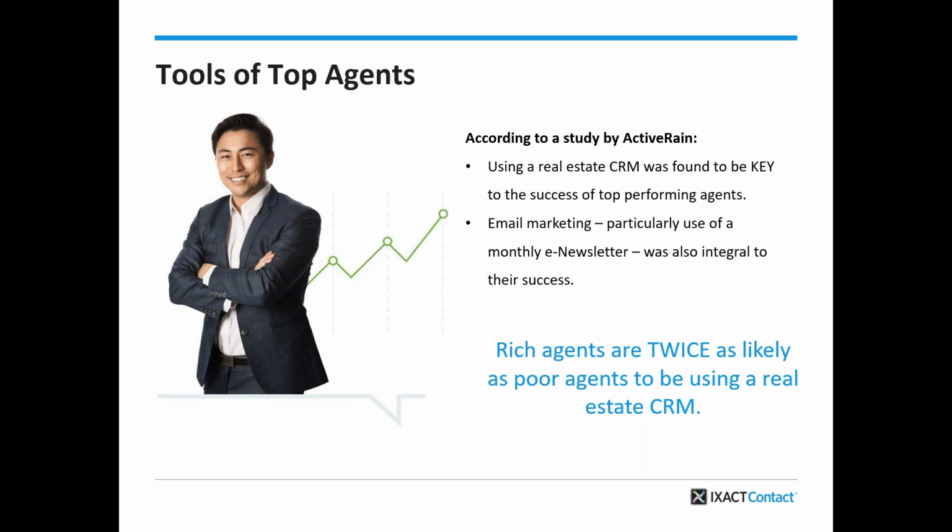Ultimately, when we talk about CRM, the higher performing agents were actually twice as likely, as part of this Active Rain study, twice as likely as their lower performing counterparts to be using a real estate CRM to help them manage their business. It really is a key to a referral-based business. And that's why we're talking about making you the agent that your past clients cannot forget, right?